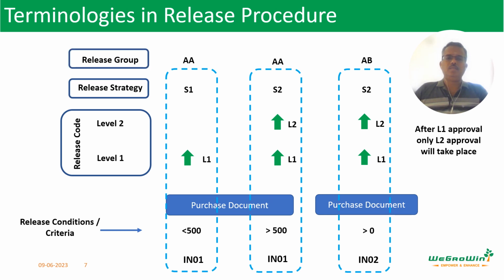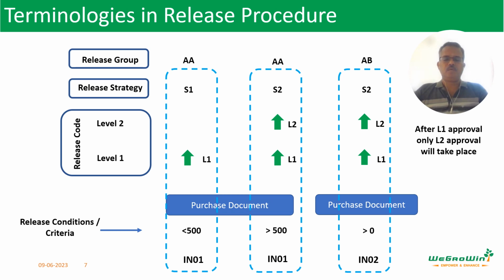And then there is a release strategy. The release strategy defines the entire approval process. Here we see this vertical column, right? For example, the unique set of conditions, sequence, and the levels of releases. Here we highlighted three vertical columns, so there are three release strategies: S1, S2, and S3 in our case. And a release group is a group of the release strategies.